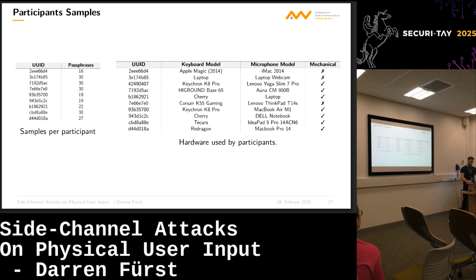And then these are all the samples that I got from participants. So you can see not all participants typed out all samples, or not all samples were usable because of noise filtering issues and something like this. A lot of people had mechanical keyboards, but not all of them. And you will see later in the plot that I made where I am able to recover some passphrases. Most of them used mechanical keyboards that I was able to do this well for.